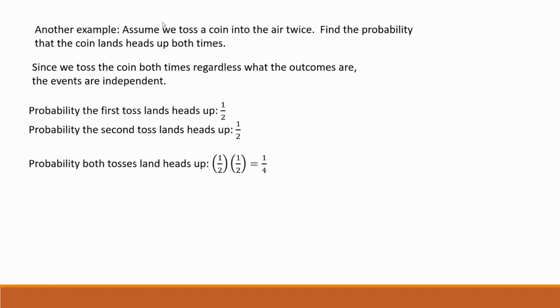So the probability on the first toss of landing heads up, right? Well, both heads and tails are equally likely, so it's 1/2. Same thing with the second toss. The probability that the coin lands heads up on the second toss is again 1/2. Okay? Again, both events are independent. So in this case, events A and B, where A is that the coin lands heads up on the first toss, B is that the coin lands heads up on the second toss, both of them have the same probability.